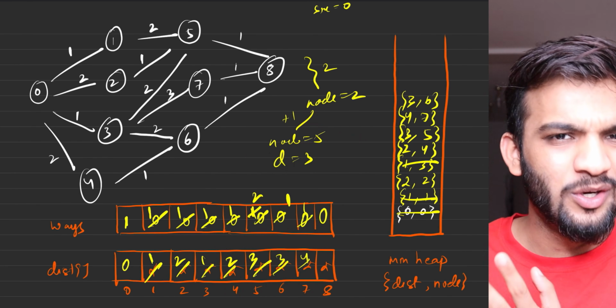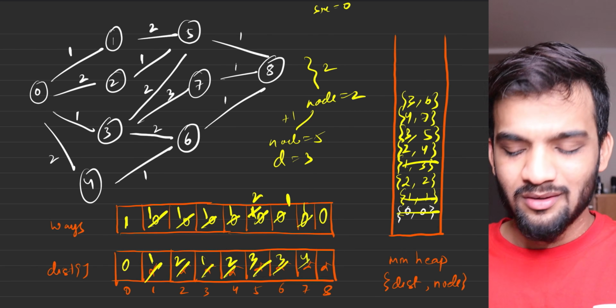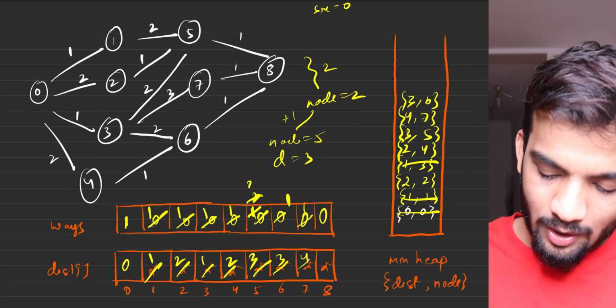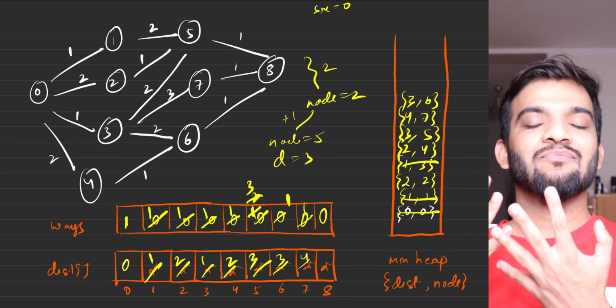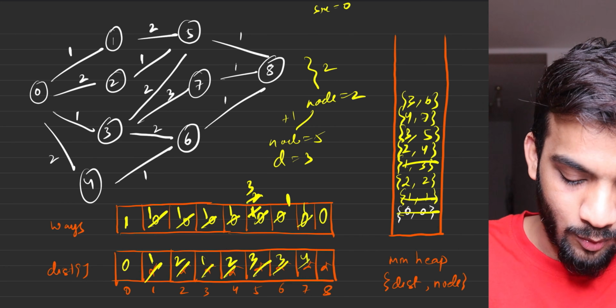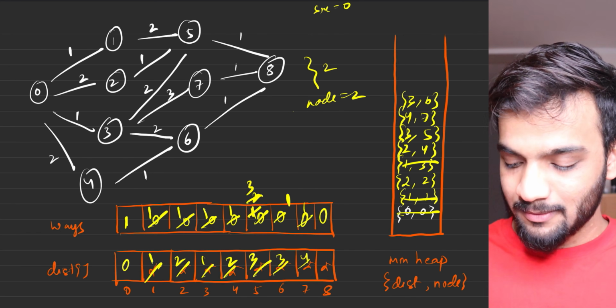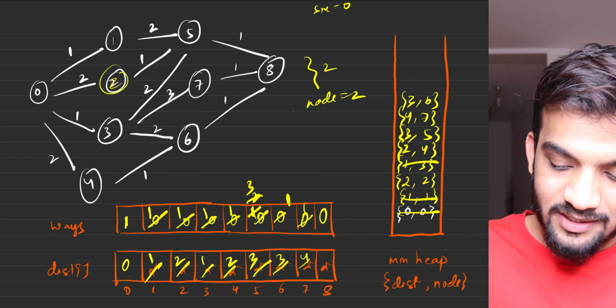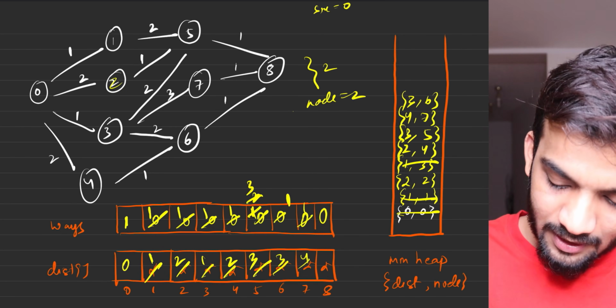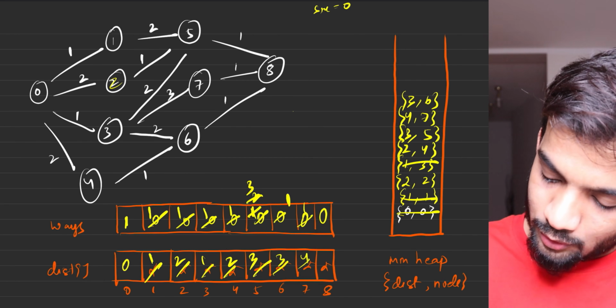So I'll say, no need to put this into the priority queue. Just go and update this to one more way. So 3 ways now. Wow, amazing. Next, I'll be like, node 2, can you go somewhere else? He's like, no. So I'm done with node 2. Perfect.